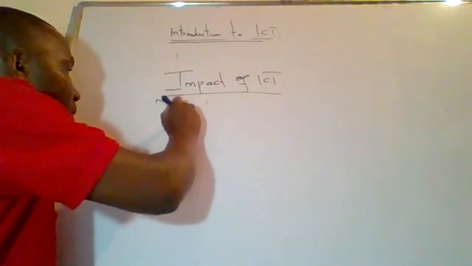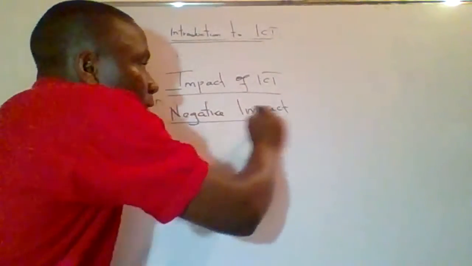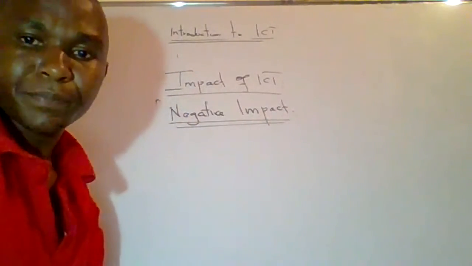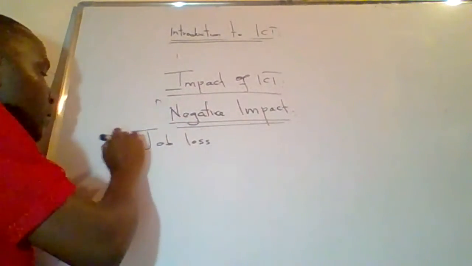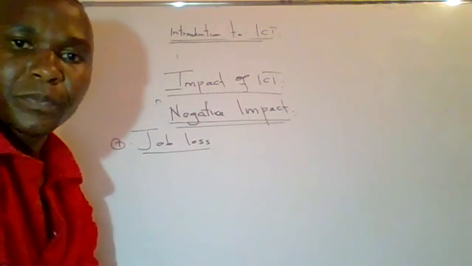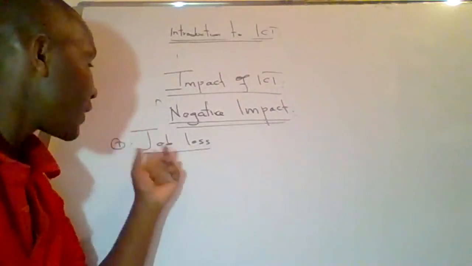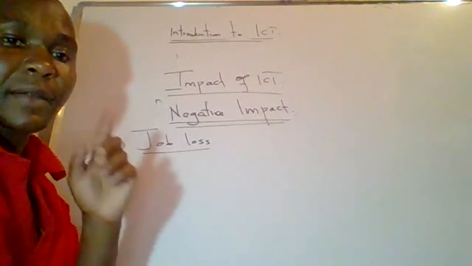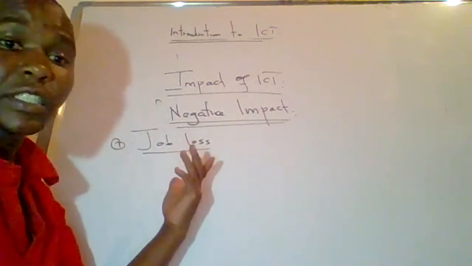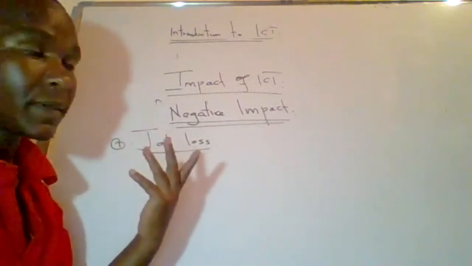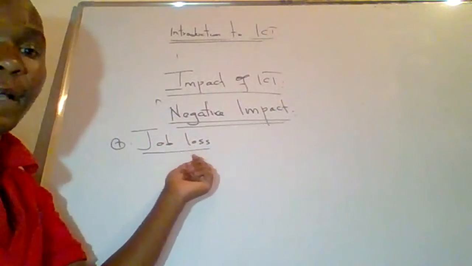Then the last one, now we go to negative impact. So the first impact, we say job loss. That is the first impact. Due to technology, so many people have lost their jobs. One job can be done by one person using a machine. So you can do several jobs using one machine. But if there's no machine, you will have 3 to 5 people doing the same job. The one will file, the other will process, the other will print. But because of technology, things have changed.